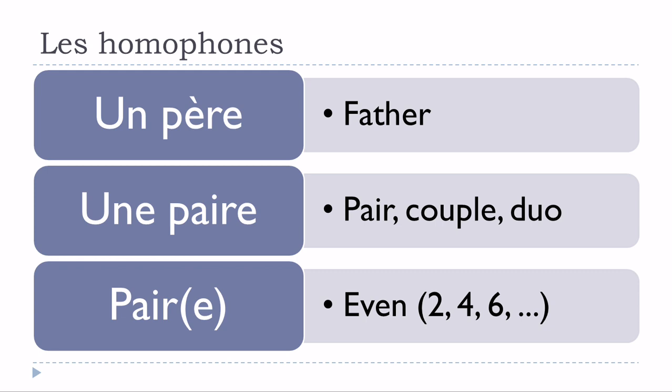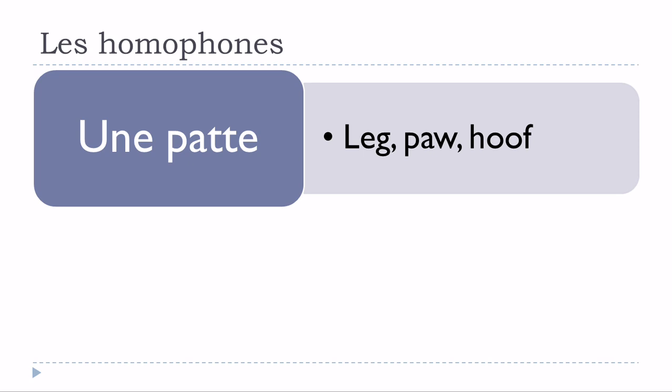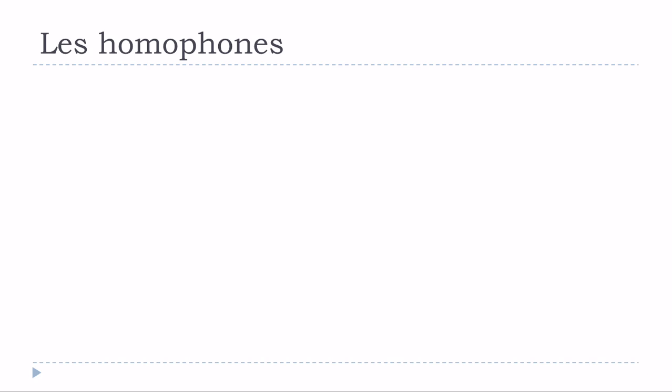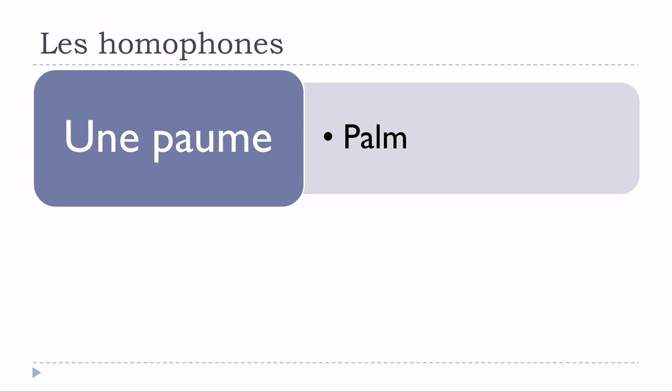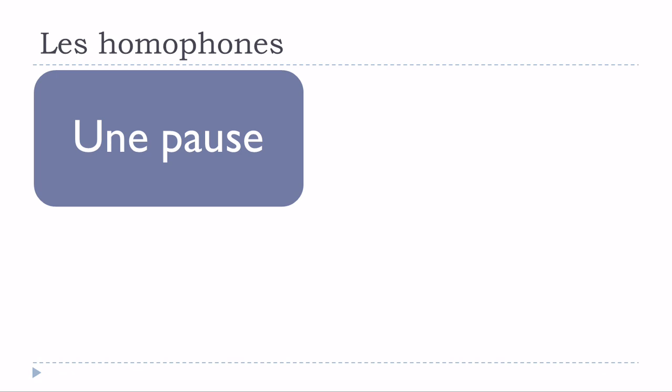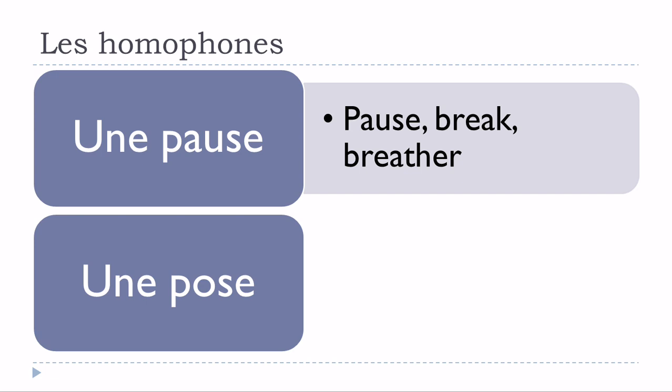Une patte. Une patte. Okay, une patte, une patte. Une paume, une pomme. Okay, so you can see that I pronounce them a little bit differently. But then we'll be careful that in many, many cases people will pronounce them the same way. Okay, because in that case normally it should be a bit lower, pomme, and then here more open, so paume. Une pause, une pause. Okay, so une pause, une pause.